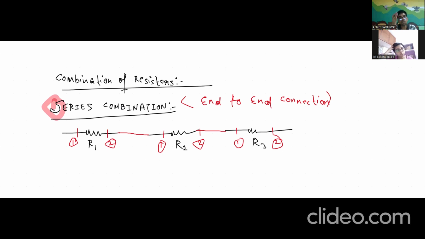Just give the number 1, 2, 1, 2, 1, 2. So 2 is connected with 1, 2 is connected with 1, 2 is connected with 1, like this. You will not find 1 connected with 1 or 2 connected with 2 in series combination. Is it clear? So series combination means end-to-end connection. Clear?